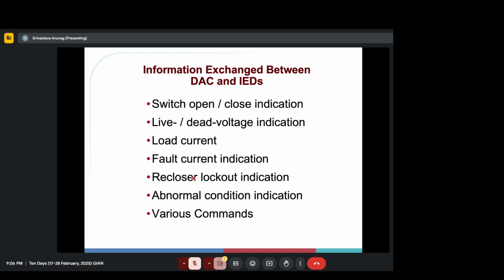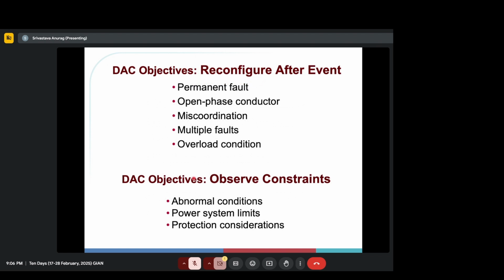Abnormal condition we need to know, and then a lot of other components need to be there. The distribution automation control objective is to reconfigure after the event if the outage is there, especially if the fault is permanent. So we need to restore the power and then try to fix the part where the fault happens. Some of the load will always be lost because it is really next to the fault, and we cannot restore it till the fault is removed.